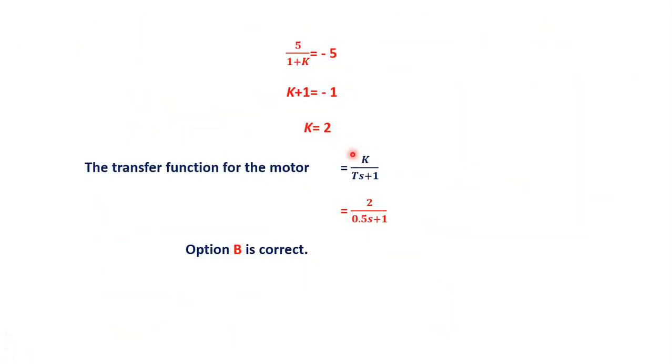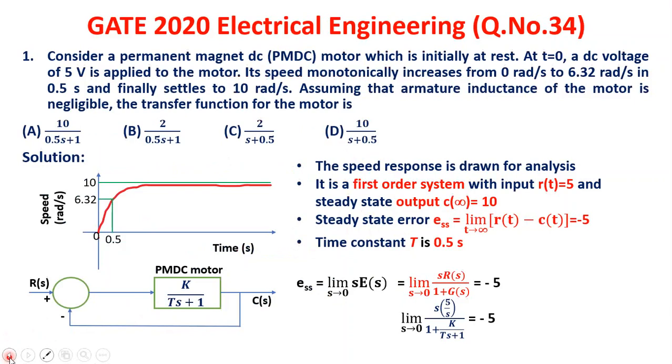So k is 2, t is 0.5, therefore 2 by 0.5 s plus 1. So option B is correct. Otherwise this problem has to be solved anyway by taking the inverse Laplace transformation of this, finding c of t, and substituting the final value. Then at t equal to 0.5 second, it reaches 6.32. All that we have to substitute and do.